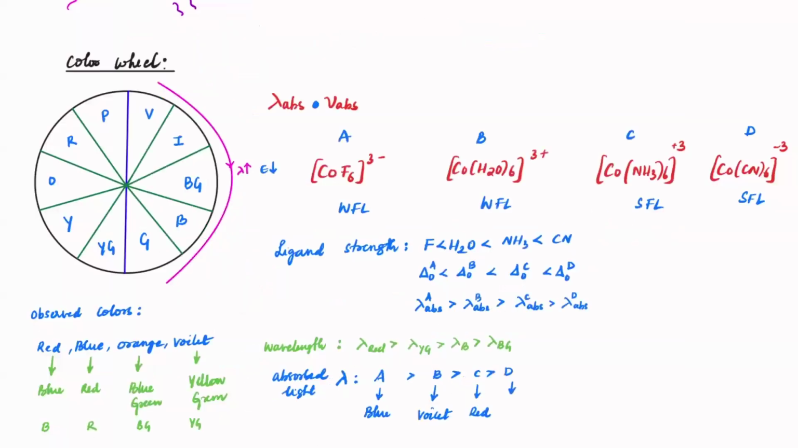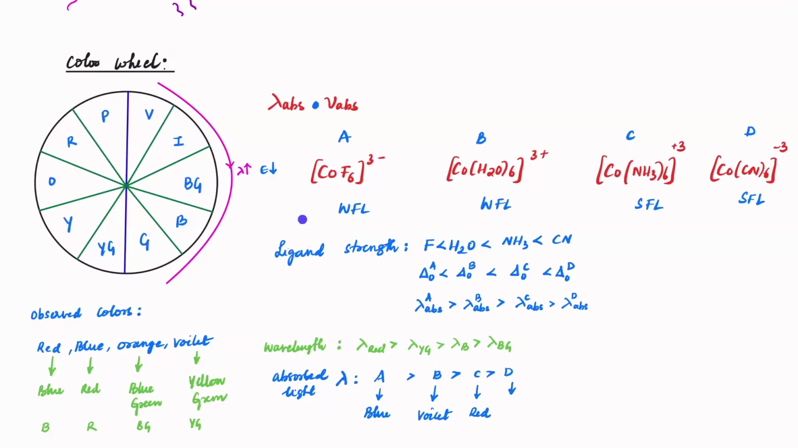Yeah, let me re-explain that. Colors will basically have these colors in their increasing wavelength: V, I, B, G, Y, O, R. These are the colors.